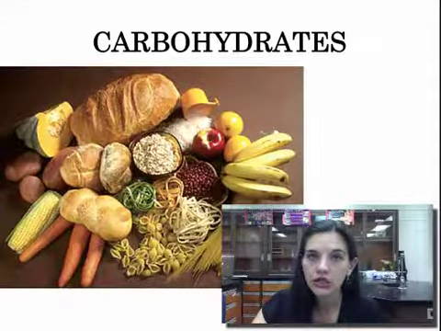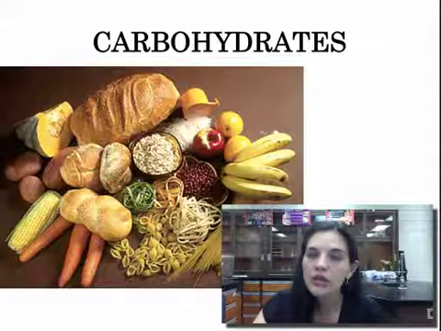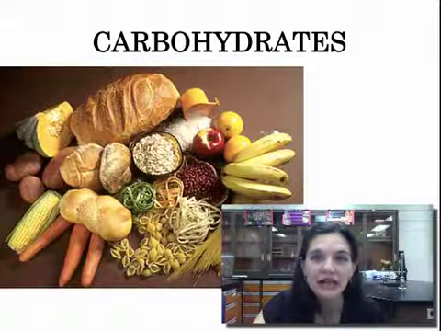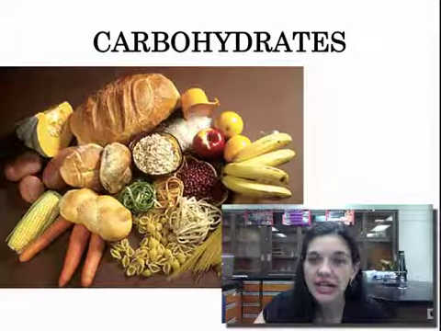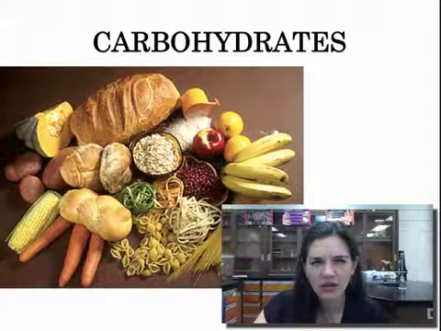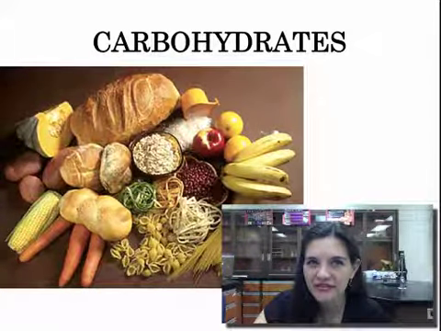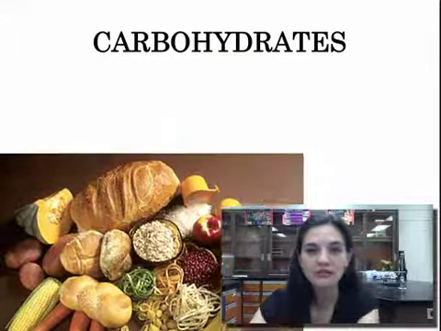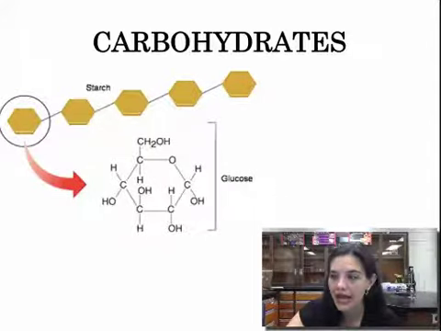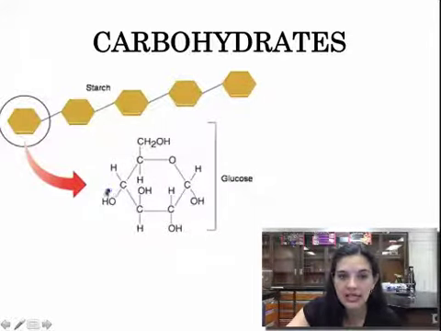Carbohydrates include sugars and starches. When you eat things like pasta, candy, rice, potatoes, bread, fruit, you're eating carbohydrates. Like all biomolecules, carbohydrates are polymers. And what are polymers made of again? That's right, monomers. The monomer for carbohydrates has a special name. It's called a monosaccharide.